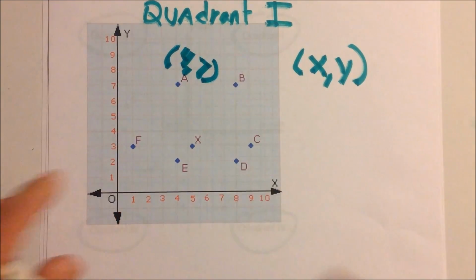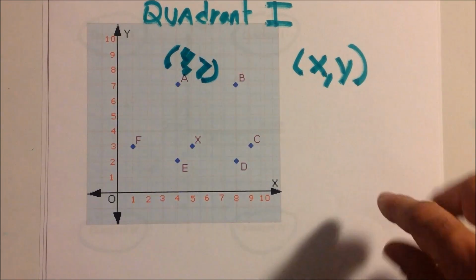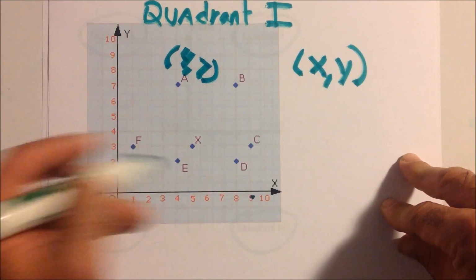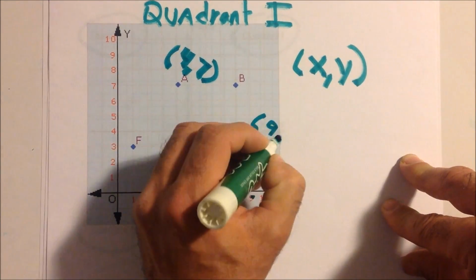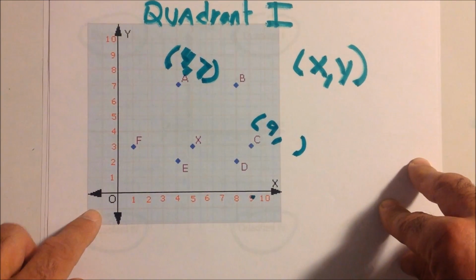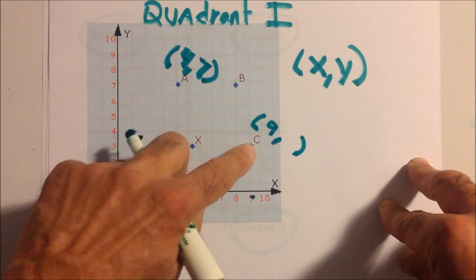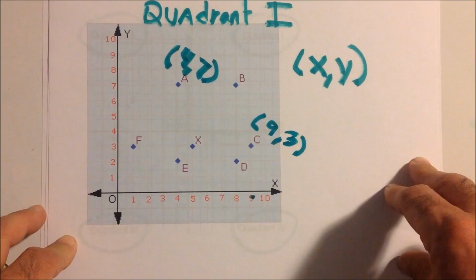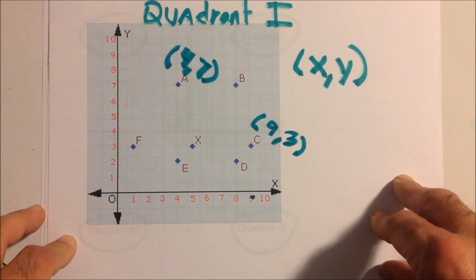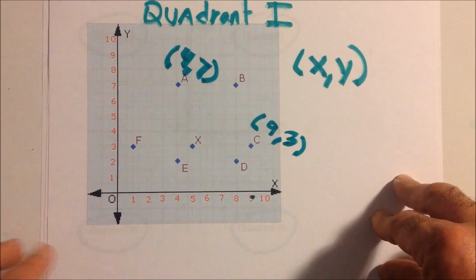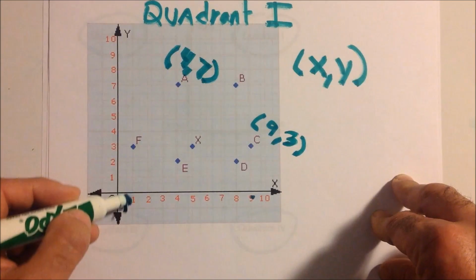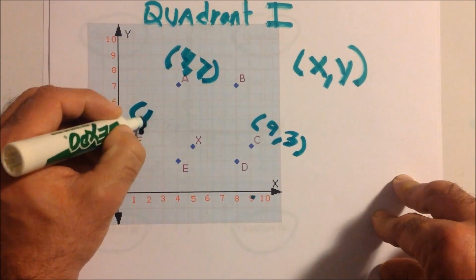Where would C be? See if you can find C. What would the ordered pair be for C? Okay, well, it lines up with 9, so we know that C is already at 9 because x comes first. And what about the y? Well, it lines up with the 3. So the pair would be 9, 3 for C. Let's do one more. Find F. It lines up with the 1 for the x line, and 3 for the y. So F is at 1, 3.